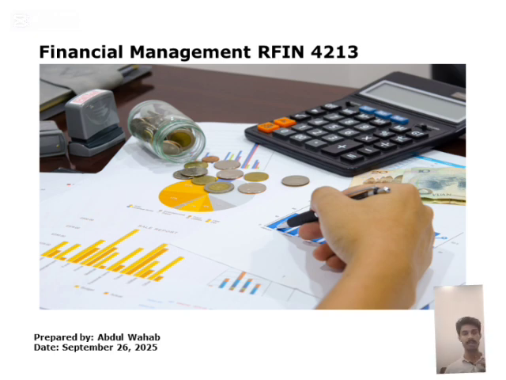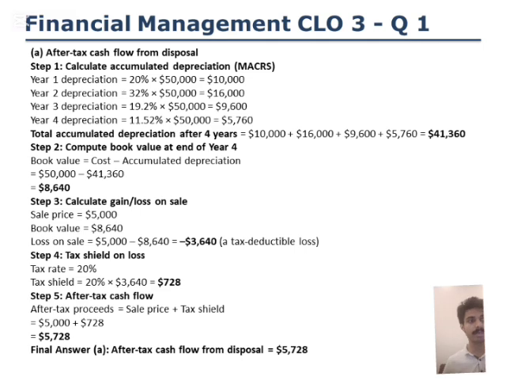In question number 1, part A, overall they asked me about year 1, year 2, year 3 and year 4. They gave me an asset price of 50,000. Its life is 5 years. They gave me the data that in year 1 depreciation will be 20%, in year 2 32%, and so on. The requirement is to compute the after tax cash flow from disposal.